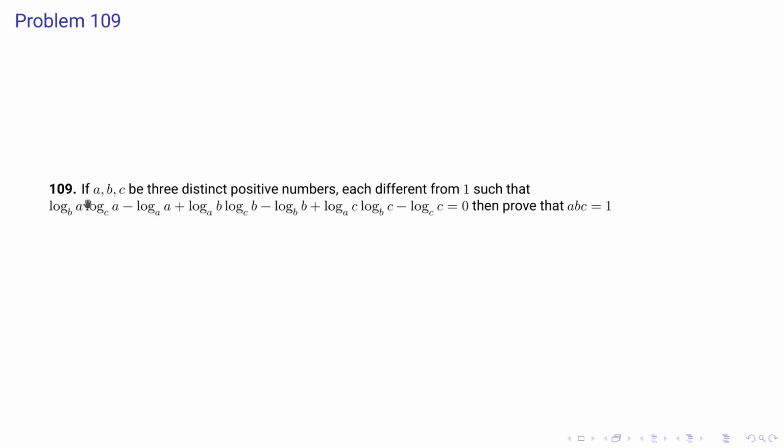Problem 109 says that if a, b, c are three distinct positive numbers, each different from one, such that log of a with base b into log of a with base c minus log of a with base a plus log of b with base a, log of b with base c minus log of b with base b plus log of c with base a, log of c with base b minus log of c with base c is equal to 0, then prove that abc is equal to 1.